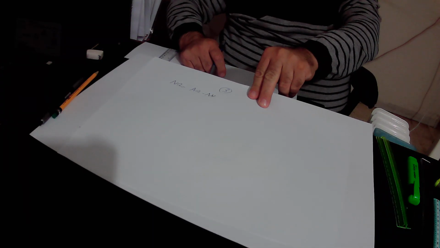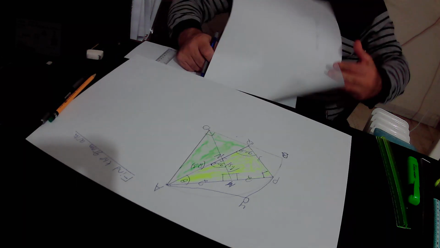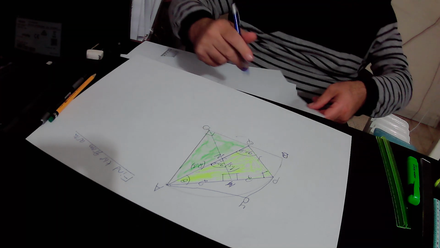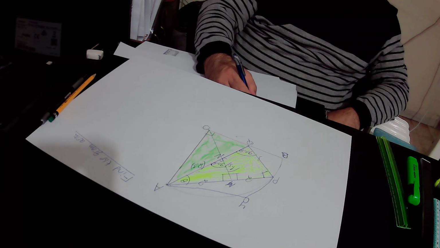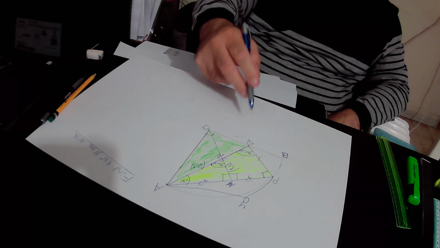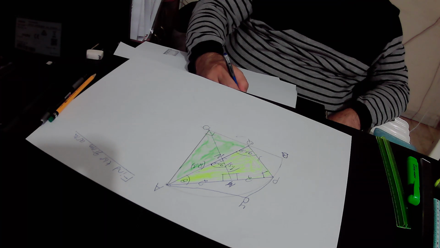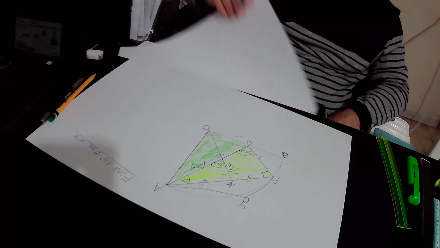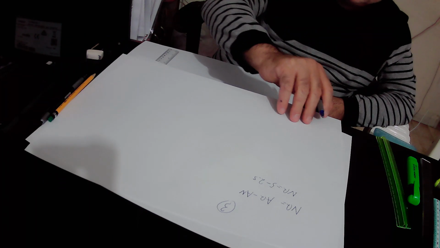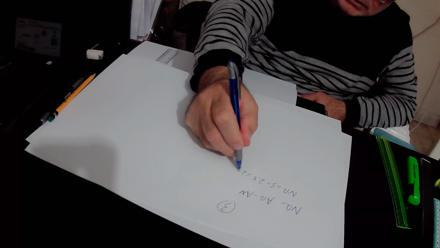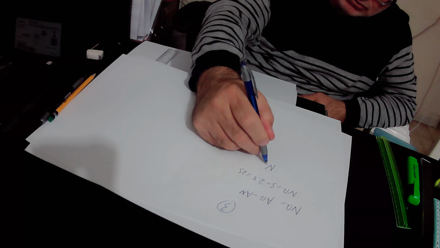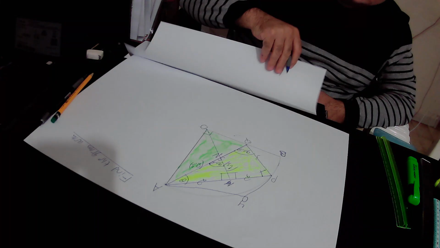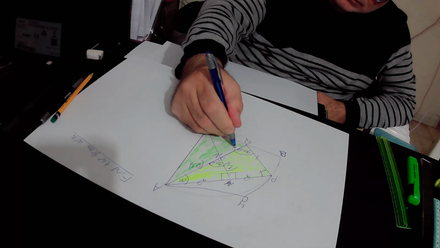NQ equals AQ minus AN. So NQ equals AQ, that is 5, according to what is given in the equation, minus AN, that is 2.5. So I conclude that NQ equals 5 minus 2.5, that is 2.5. NQ equals 2.5 units in length. I'll write it down: 2.5.